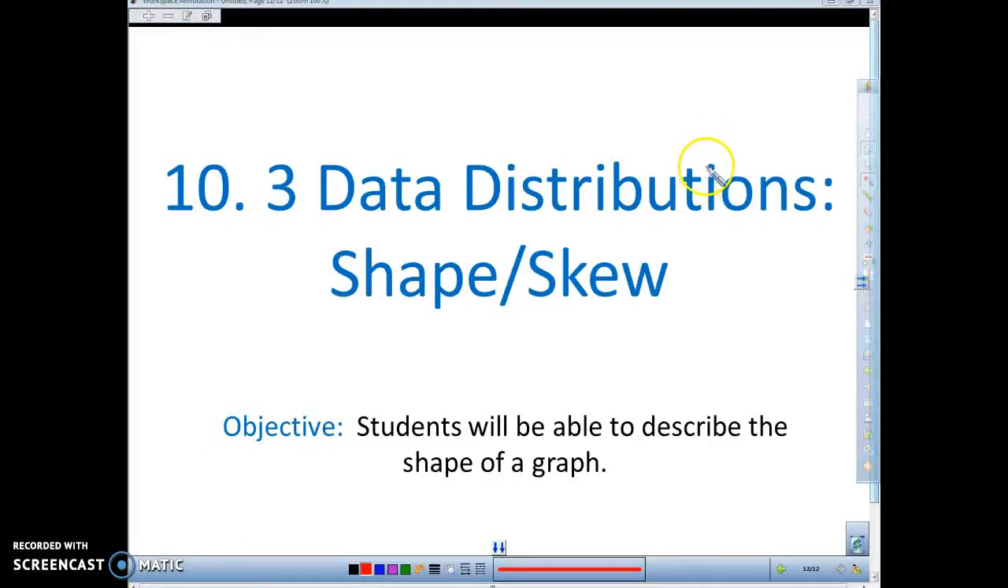Hello and welcome to this video on data distributions, and we are going to talk about data sets with regards to the shape and skew of data. Our objective today is students will be able to describe the shape of a graph.